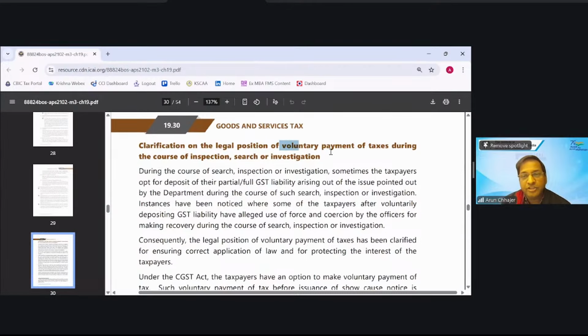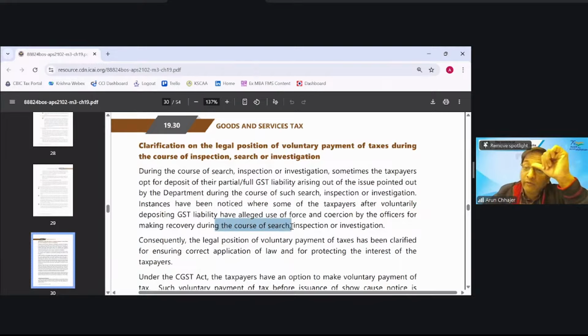Clarification on the legal position of voluntary payment of tax during inspection, seizure, investigation. During the course of search, inspection, investigation, sometimes the taxpayer opts to deposit their partial or full liability arising out of the issue pointed out by the department. Instances have been noticed where some of the taxpayers, after voluntarily depositing, have alleged use of force and coercion by the officer for recovery during the course of search, inspection and investigation.